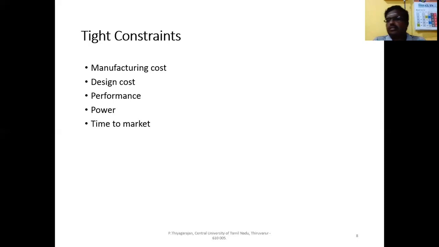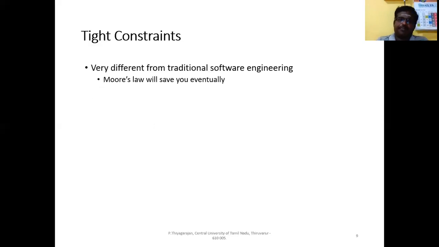It's quite promising. The market is quite promising. These are the 5 different constraints under which this embedded system functions. In other words, the new Moore's law actually saves this embedded system from these constraints.